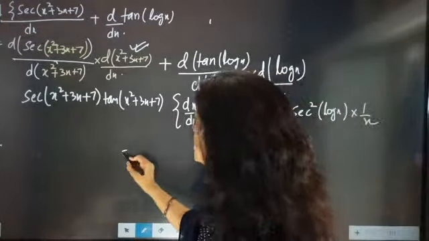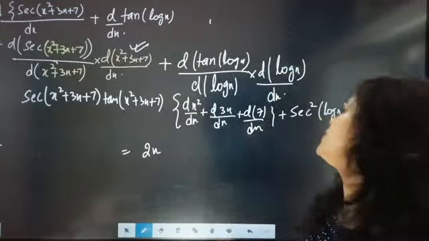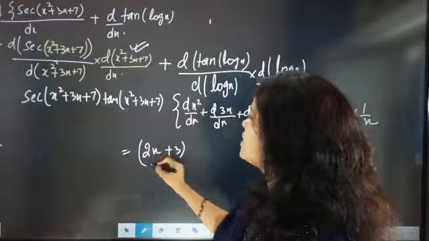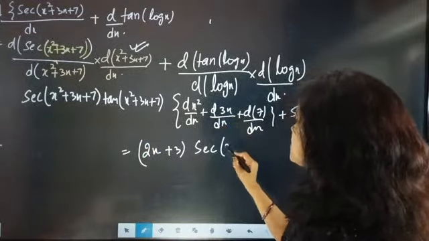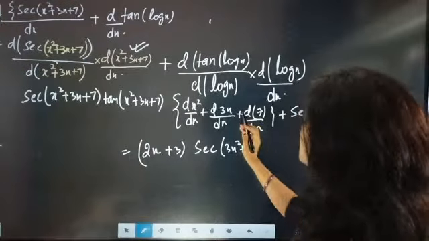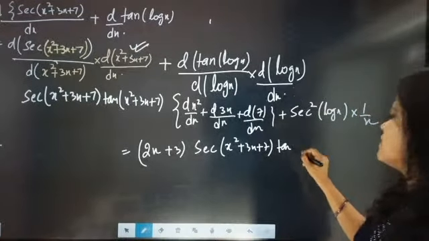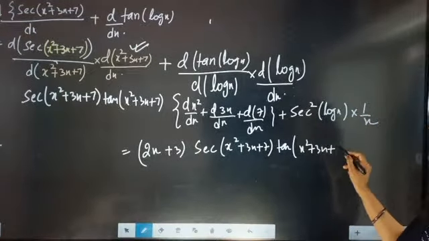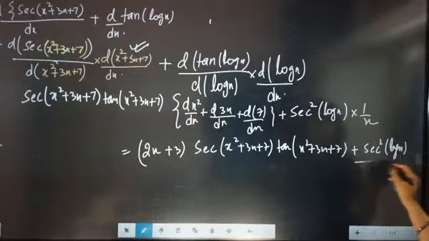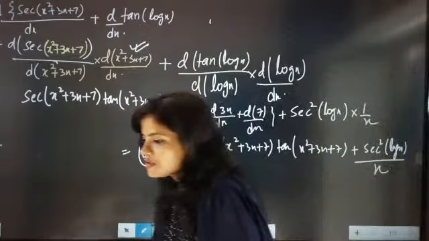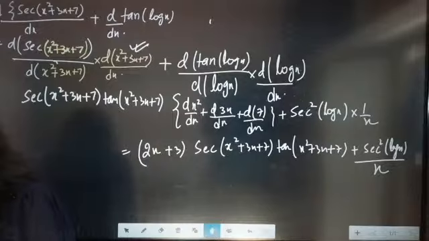So directly we can say the answer: differentiation of x square will become 1 degree less, 2x, and 3x will become 3, and this section will be written as secant of x square plus 3x plus 7 tan of x square plus 3x plus 7, and this side it will become secant square log x, and overall down x will be coming. Yes, correct, secant square log x by overall x will be coming.